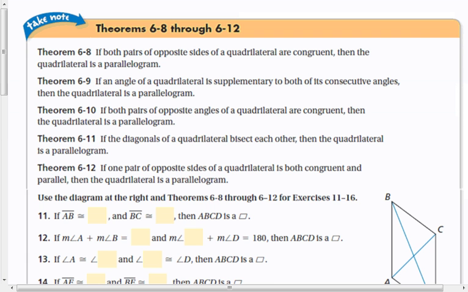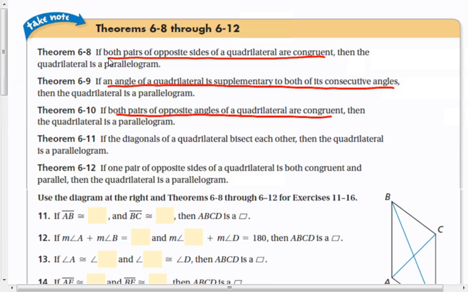All right, so here's what we're going to be using. There's several ways you can tell if a quadrilateral is a parallelogram. If both pairs of opposite sides are congruent. If an angle of a quadrilateral is supplementary to both consecutive angles. If both pairs of opposite angles are congruent. If the diagonals of a quadrilateral bisect each other.